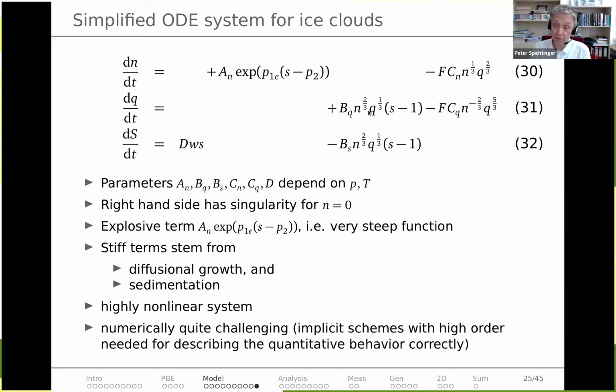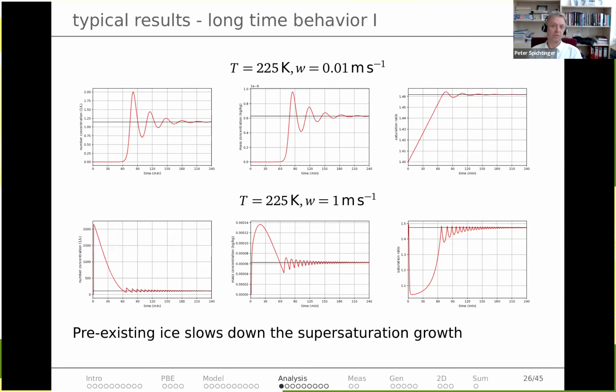It's a highly nonlinear system. Just look at these exponents here. And numerically, it's not nice. So it's really challenging if you want to do it correctly, really quantitatively correctly. But if you think about just the quality, it's fine. And this is how it looks.